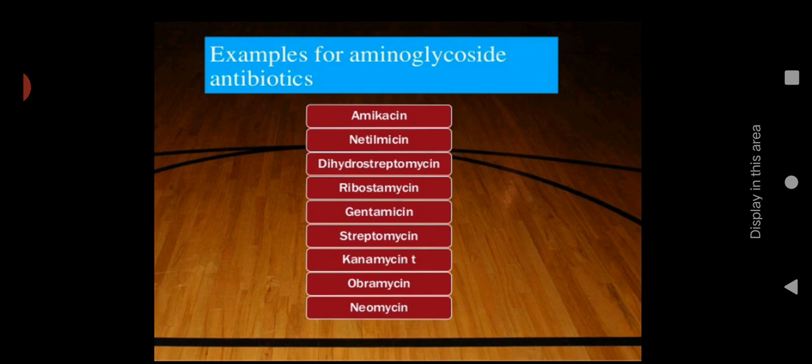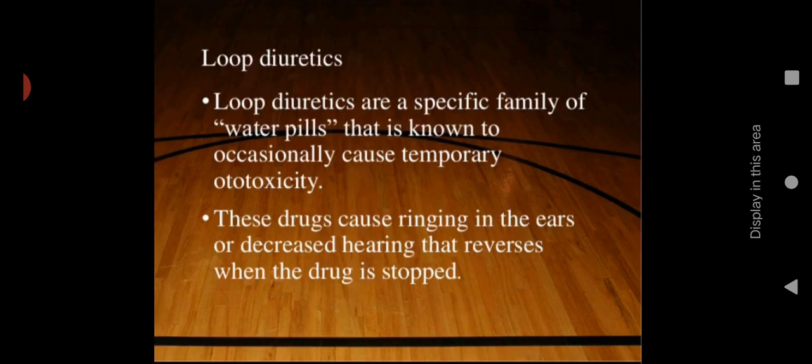Examples of aminoglycosides are amikacin, netilmicin, dihydrostreptomycin, ribostamycin, gentamicin, streptomycin, kanamycin, tobramycin, neomycin. These are all aminoglycosides. So this medicine can lead to ototoxicity.